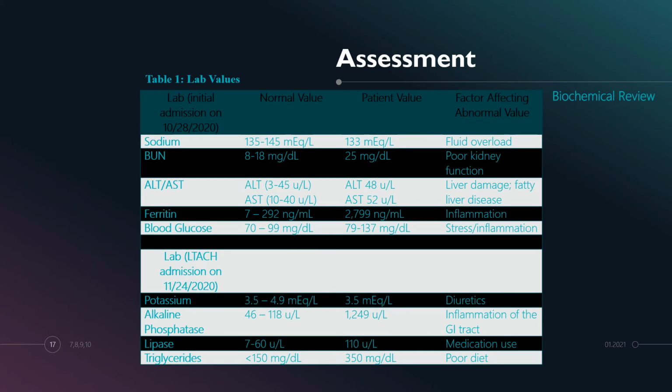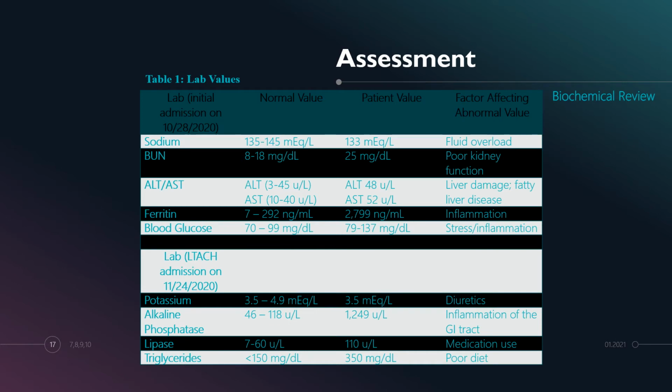So I only did 2 times where I looked at her labs. There's just too extensive of an admission here to go over every single one. And so what I decided to do was just look at her labs on her initial admission to Sparrow Main Hospital. So that was on October 28th. And then I also looked at her labs when she was admitted to LTAC, which was on November 24th.